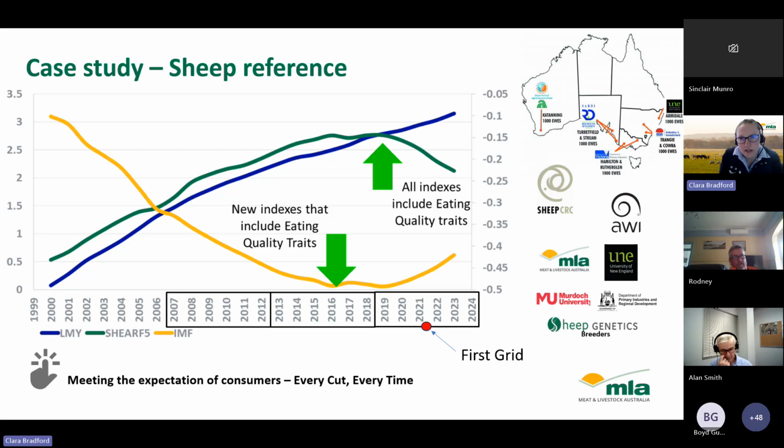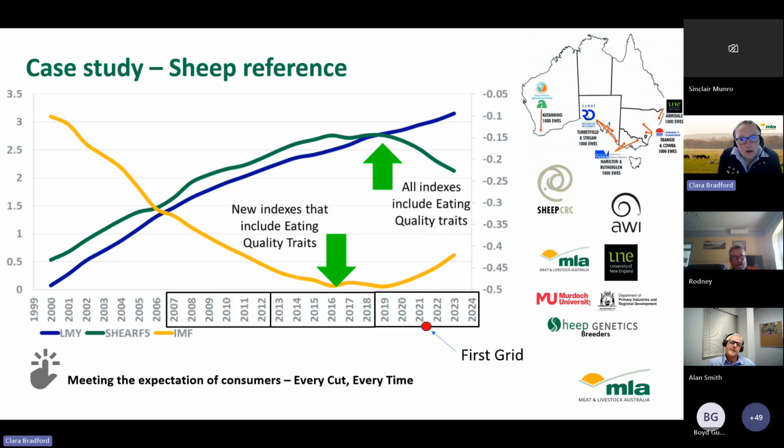So in 2016, part of the second project, we were able to implement the first single-step carcass traits for terminal breeds. And you can see here that that aligns quite nicely with when we started to be able to turn those trends around for those particular traits and drive them in the right direction. So shear force was going up, which was not favorable, and intramuscular fat was going down. By providing those tools to our breeders, we were able to start to select for those traits and turn those trends around.